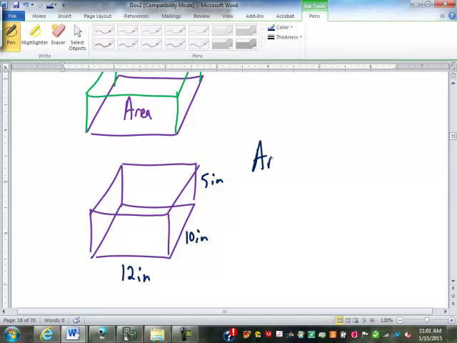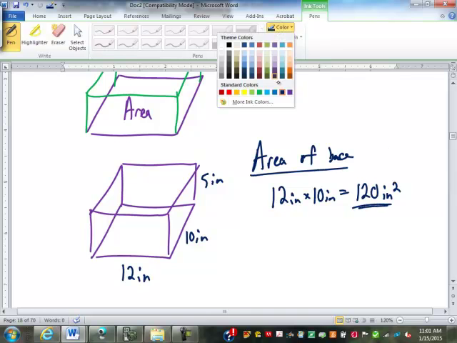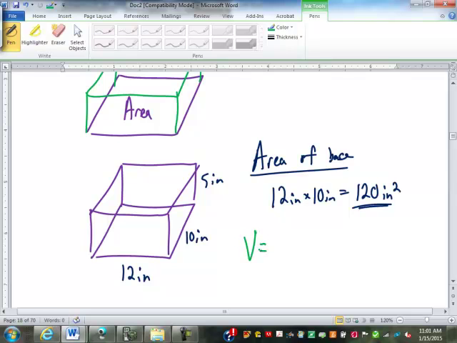We start out by finding the area of the base. Now on this, the base could actually be any side. We tend to use the bottom. So the area of the base is 12 inches by 10 inches, or 120 square inches. So then the volume is found by taking that area, 120 square inches, and multiplying by that height of 5 inches to give us 600. Square inches times inches is inches cubed, or inches to the third power.